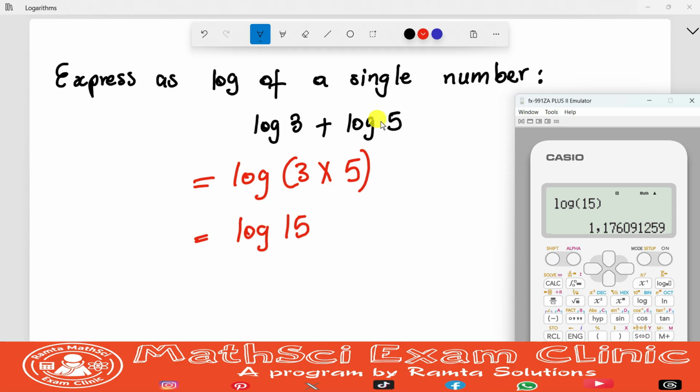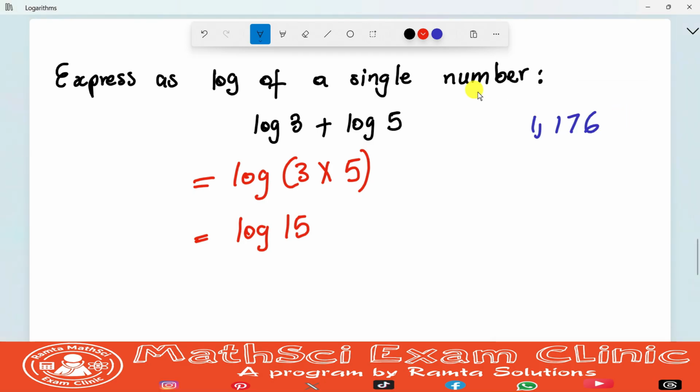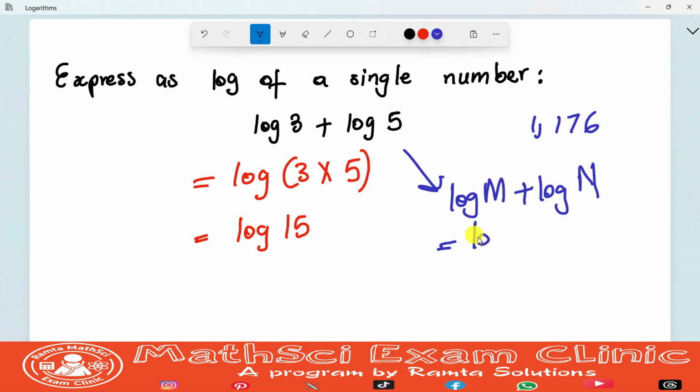From log 3 plus log 5, you can just write them as log 15. Remember, the reason is because you have a rule that says, log m plus log n is the same as saying log, open brackets, m times n.